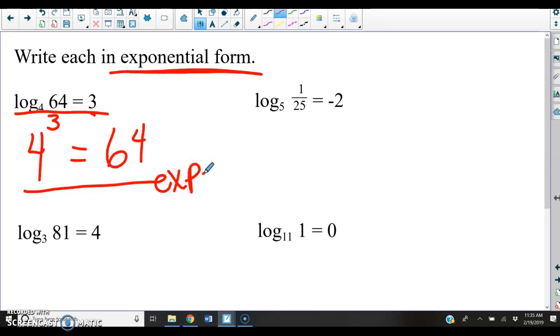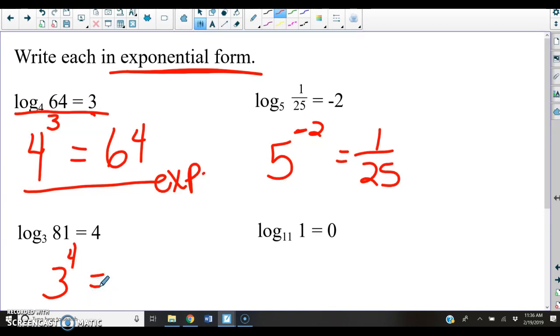Okay. The next one, the log base 5 of 1 over 25 equals negative 2 means negative 2 is my exponent for my base, and then I get 1 over 25. Do you agree with that? You should. The negative exponent tells you to write the reciprocal. 5 squared is 25. Okay, this one. 3 is the base, 4 is my exponent. Yes, 3 times 3 times 3 times 3 is 81. Okay, the next one, 0 is the exponent for the 11 base. Anything to the 0 is 1, except 0 to the 0 is undefined.